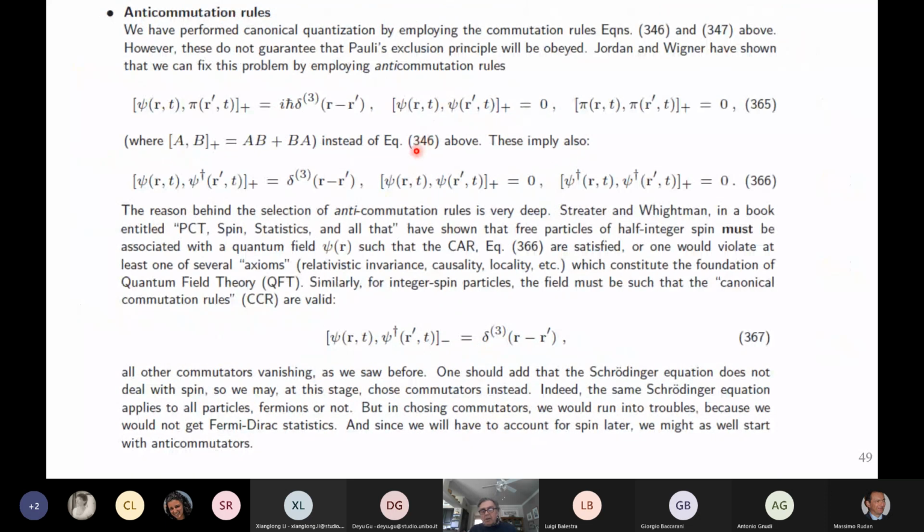Before doing that, let me go back to what I had anticipated before. So far we have talked about a Schrödinger field, no spin, nothing. We know, however, that eventually we'll have to introduce spin.